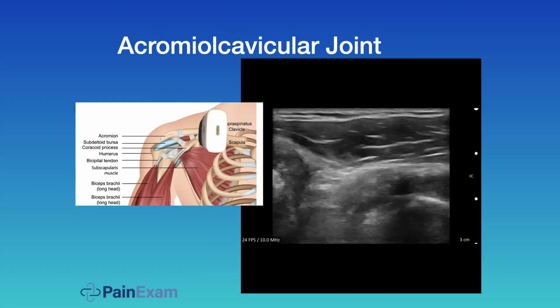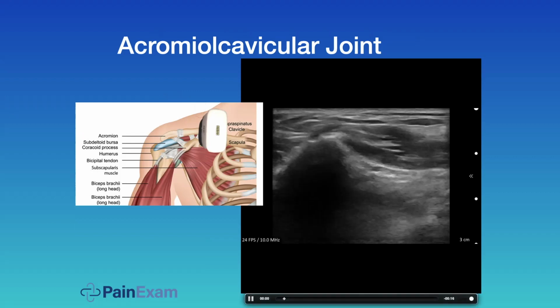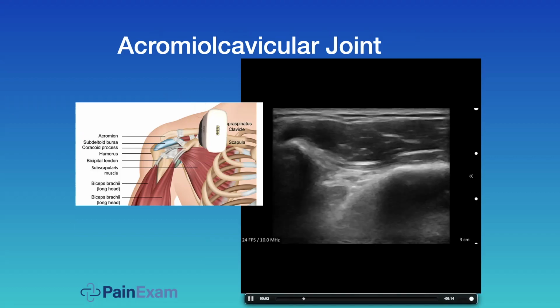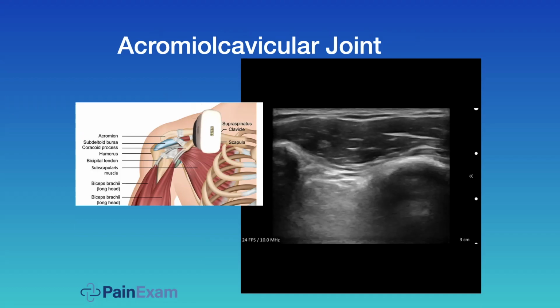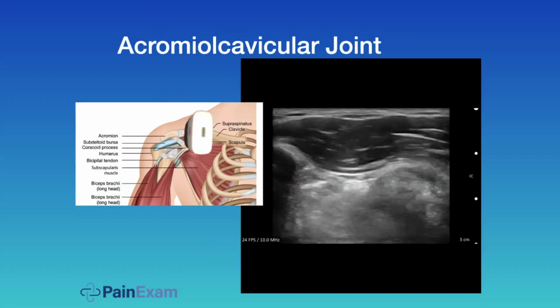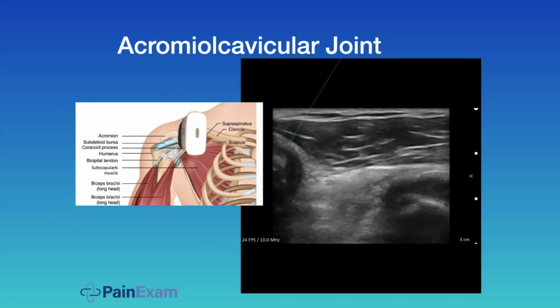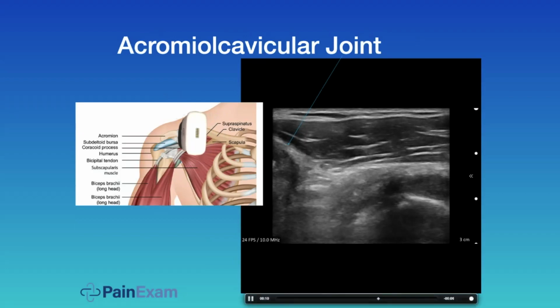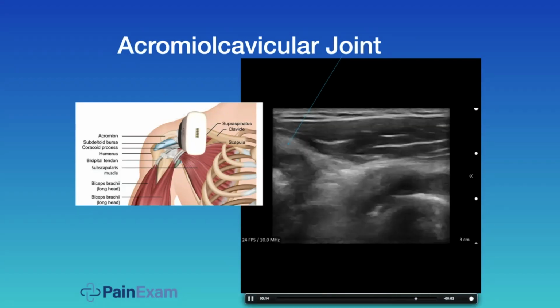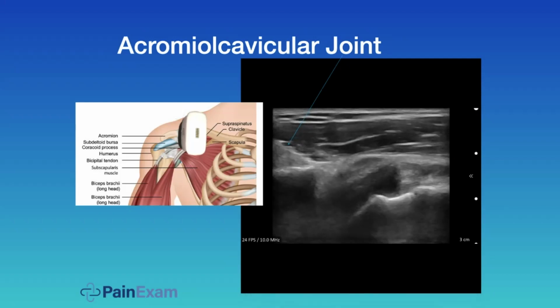And scanning the clavicle from medial to lateral, you'll see here's the clavicle over here to the left, and the joint will appear right here, right there. See that? When the bone disappears, that's the joint. So you could do an in-plane approach from above when you have this orientation.